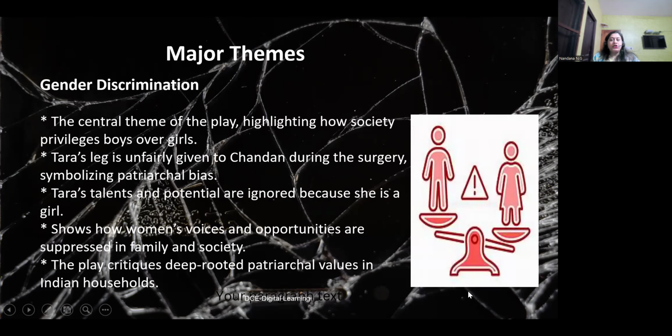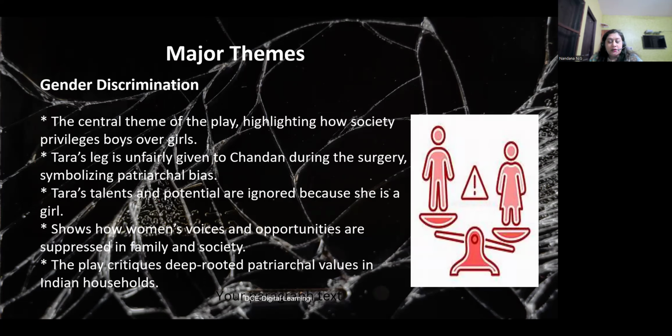Let us start with the major themes. The major theme of this play is gender discrimination. By giving Chandan the privilege of having the choice of a leg, the central theme of the play highlights how society privileges boys over girls. Tara's leg is unfairly given to Chandan during the surgery, symbolizing patriarchal bias.